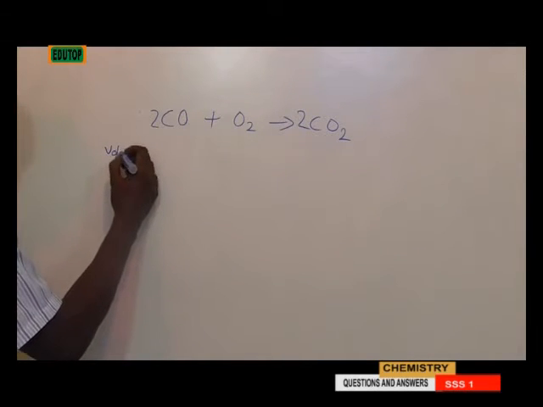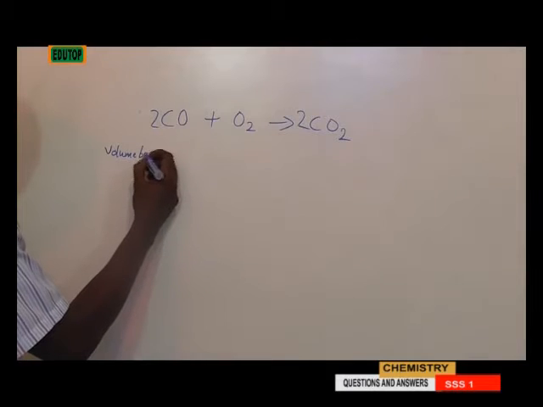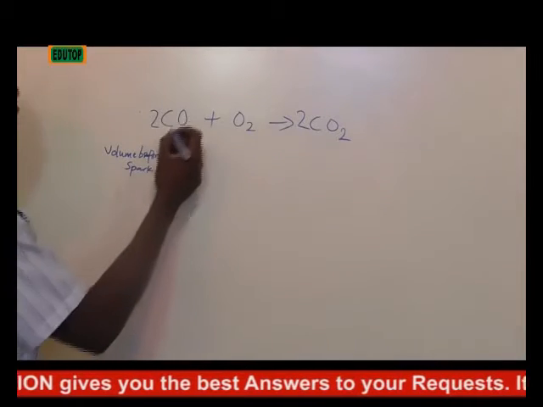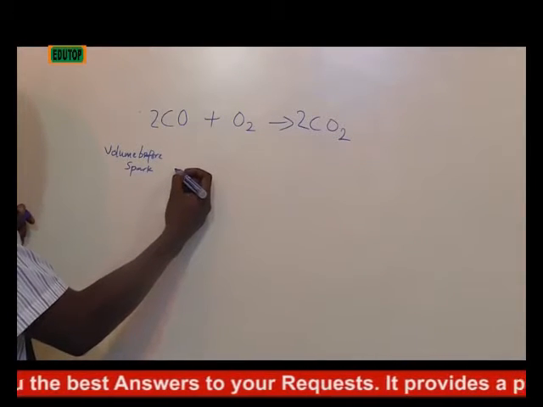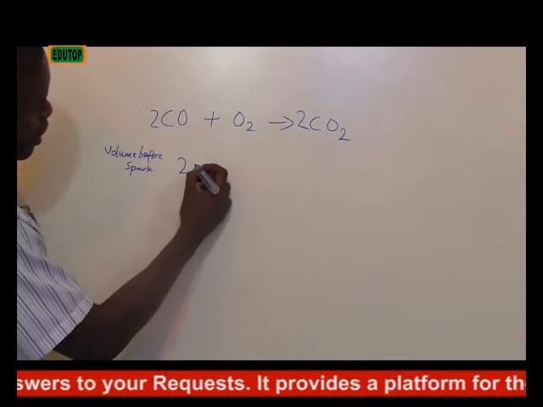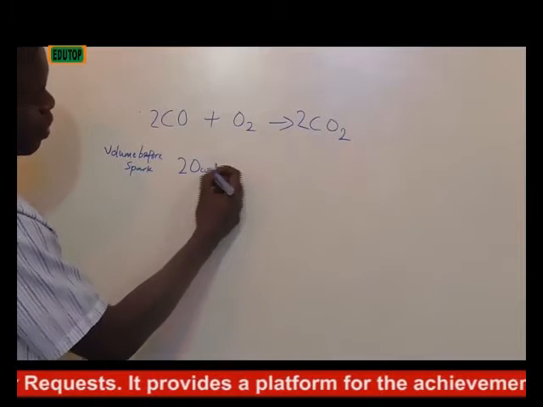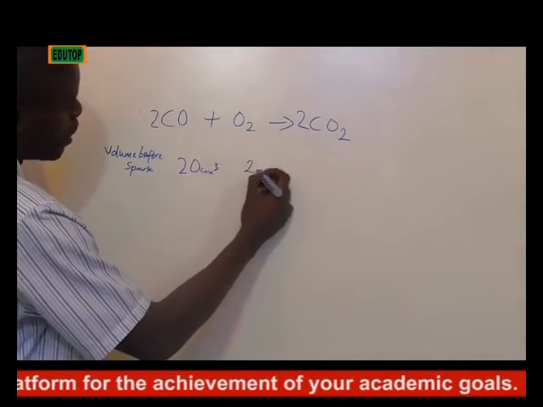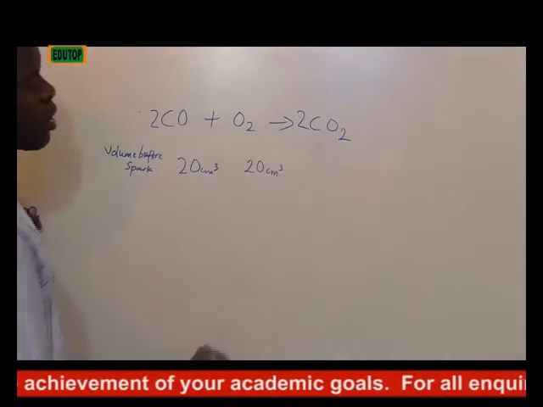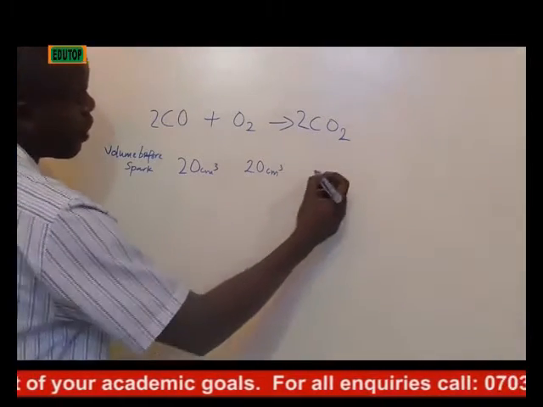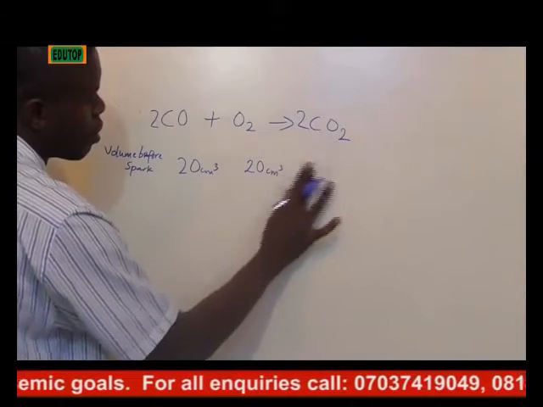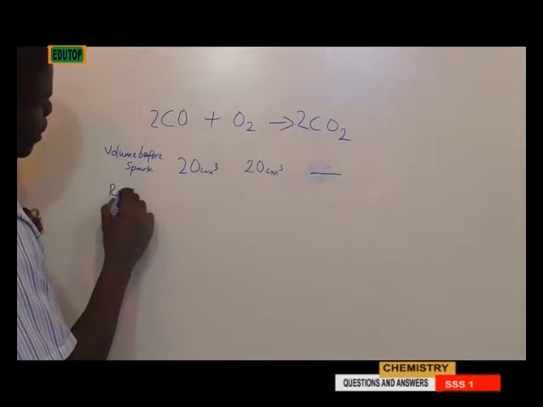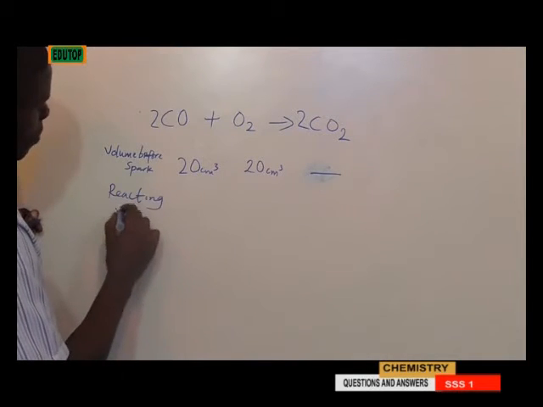From the question, the volume before spark: you have 20 cm³ of carbon(II) oxide, you have 20 cm³ of oxygen, and the volume of this is 0 since it is not given. Next, the reacting volume.